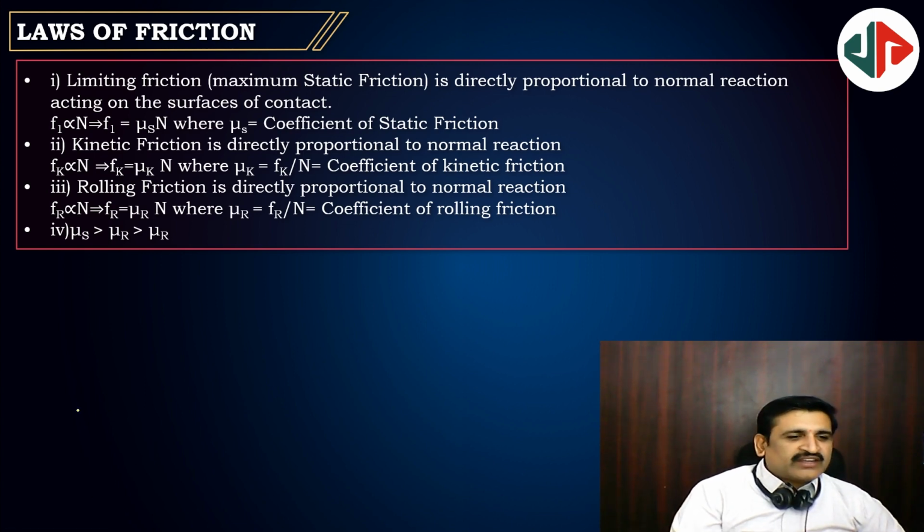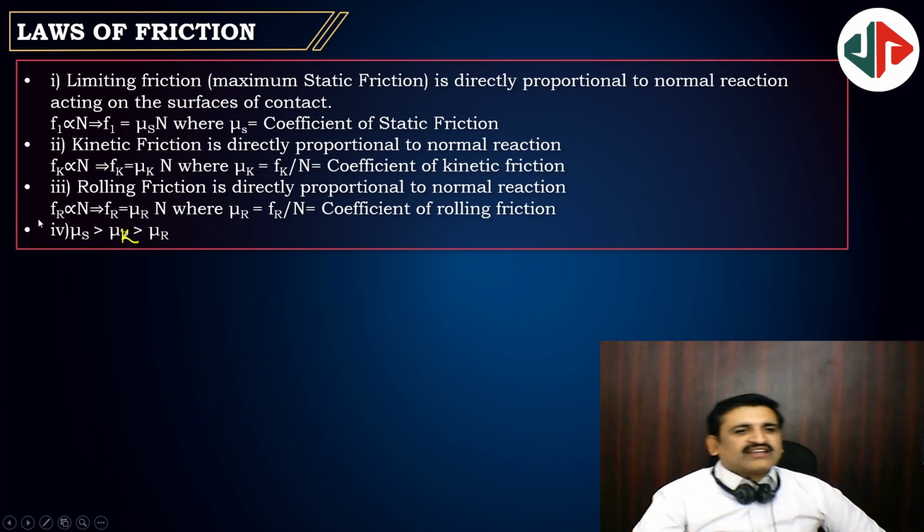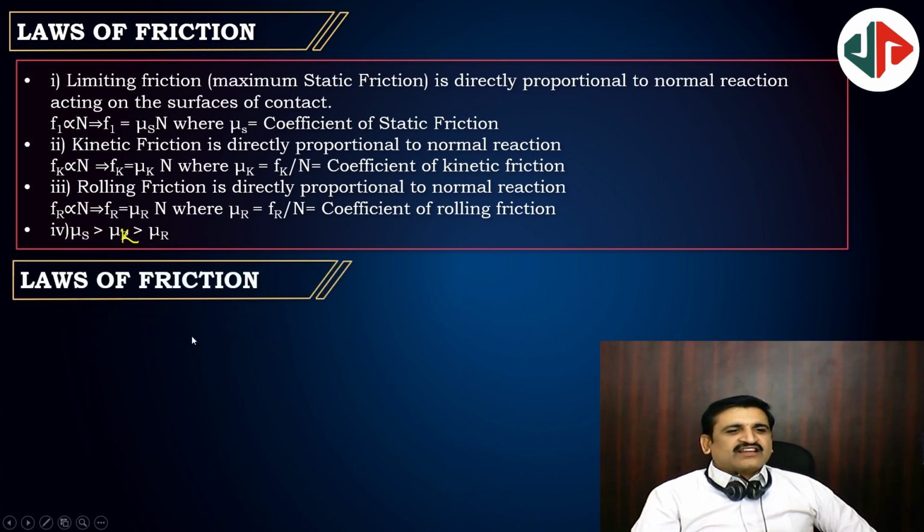Mu s is greater than mu k. Here is a small printing error. This is mu k, and it is greater than mu r. Yes. Next, laws of friction.